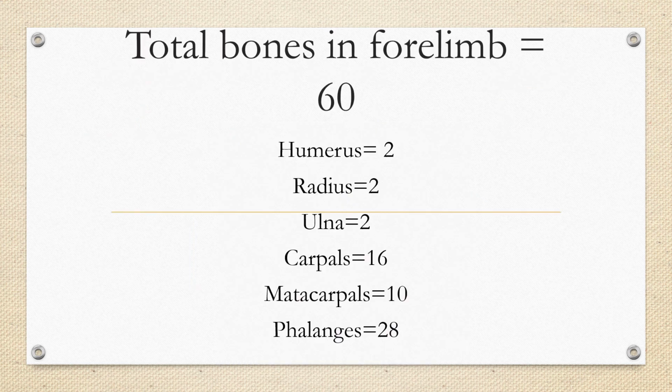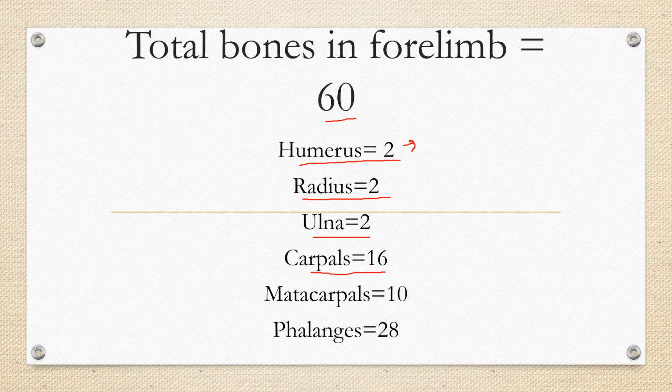So let's find the total bones in the forelimb, and the total bones in the forelimb are 60. How are they 60? Here the humerus are 2. 2 means one humerus is present in your left arm and one humerus is present on your right arm, so the humerus number is 2. The radius is also 2. It is also in pair because one radius is present on the left arm and the second one on the right arm. Ulna bones are also two, one on the right side and the other on the left side.